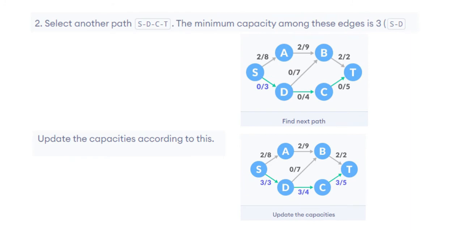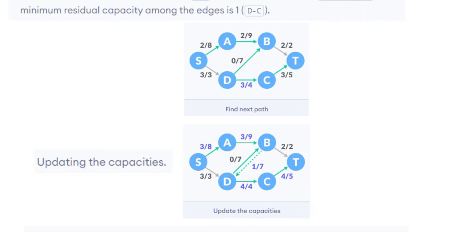Next, since we have already updated SABT, we will take the remaining. That means we'll select another path, that is SDCT. You can take any path, but here we have taken SDCT. Among SDCT, the minimum capacity among 3, 4 and 5 is 3. So the updated values are 3 by 3, 3 by 4 and 3 by 5, whereas the SABT path remains unchanged.